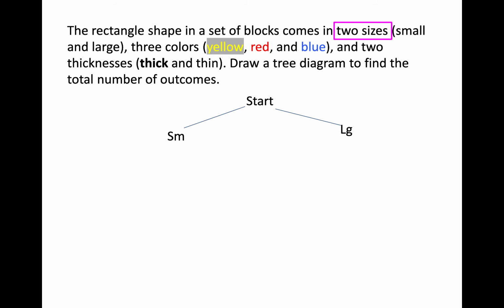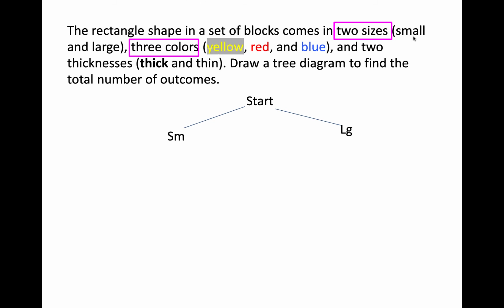One of the options for size is small. The second option is large. Do you see why I drew 2 branches? Because that's how many options I had for that first choice. My second choice is 3 colors, and how many options do I have for colors? 3. I could get yellow, red, or blue.